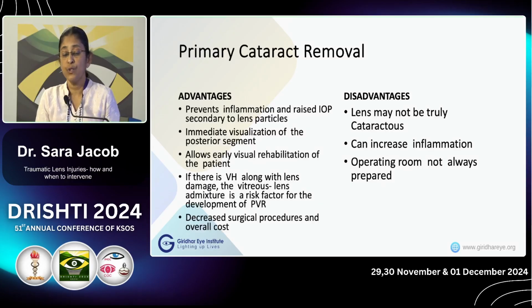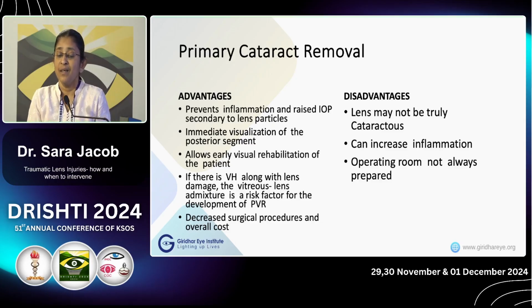The advantages of doing a primary cataract removal is that it prevents inflammation and raised IOP. It allows immediate visualization of the posterior segment. It allows early visual rehabilitation of the patient, which is very important in young children with a risk of amblyopia. And also if there is vitreous hemorrhage along with lens damage, it acts as a risk factor for the development of proliferative vitreoretinopathy. And also definitely it will decrease the overall cost of the patient.